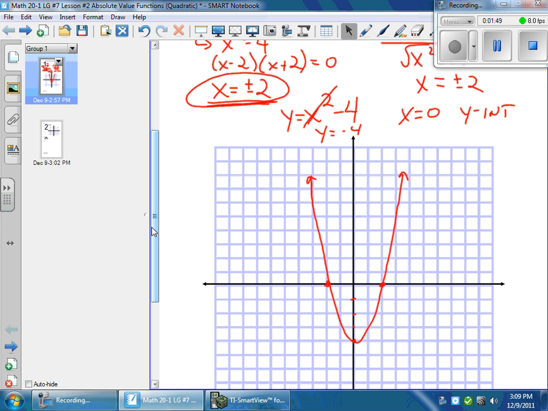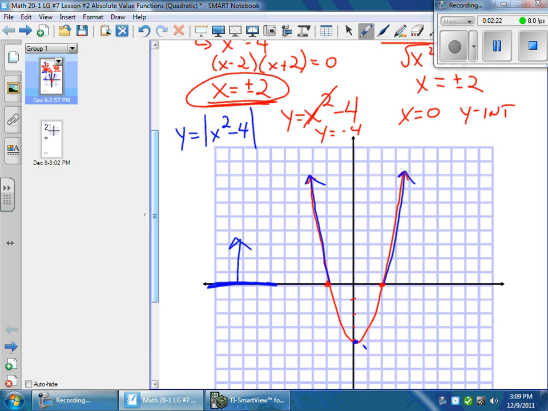Now, let's think about something for a second here. If you look at the original question, it was y equals the absolute value of x squared minus 4. Think of what absolute value means. Absolute value means everything has to be above the x-axis. It has to be positive in this case. All right, so wait a second. We're okay here. That's fine. That's above the x-axis. We're okay here. That's above the x-axis. But look at this guy. Wait a second. That's not above the x-axis.